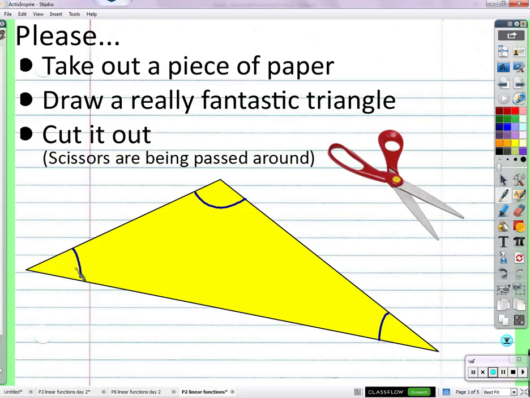Now, I want you to take these three angles and put them all together so that each of these little parts of a circle, like little arcs, go together and we get one big arc, okay? Does that make sense? No.